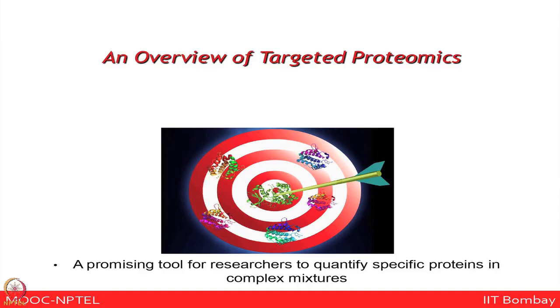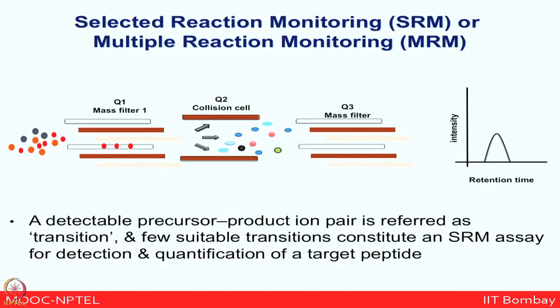The next technology coming forward is targeted proteomics, which is also based on the mass spectrometry revolution, where the aim is to look at peptides directly using triple quadrupole based mass spectrometers and do their validation. One very promising approach is known as SRM, selected reaction monitoring, or MRM, multiple reaction monitoring.